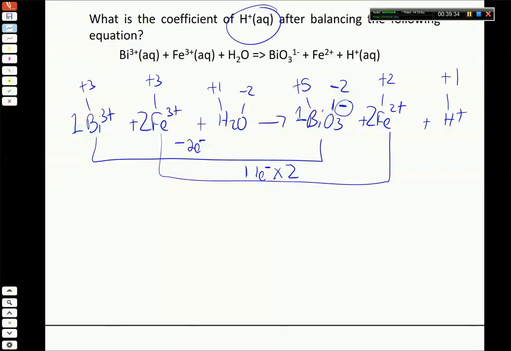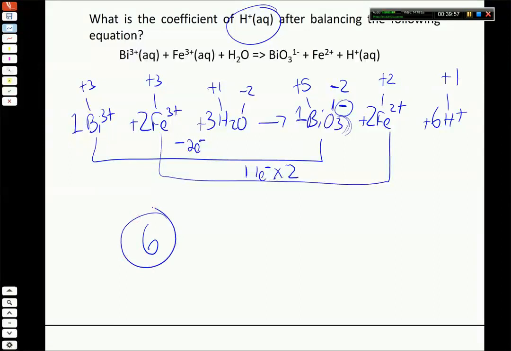And now all that's left is to balance water and H+. So as I said, we add water to make sure that the oxygen is balanced. So on the product side, we have 3 oxygens in this BiO3- anion. That means we need 3 waters to balance that. By adding 3 waters, we now have 6 hydrogens over here, so we need to put a 6 in front of H+. So the coefficient for H+ is going to be 6.